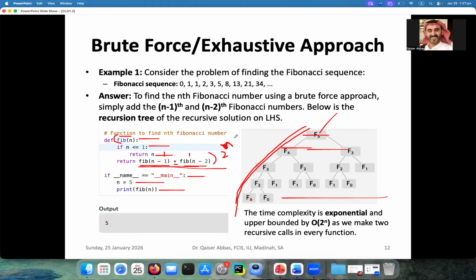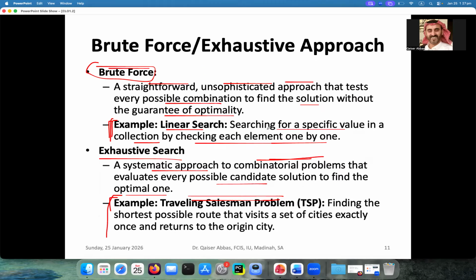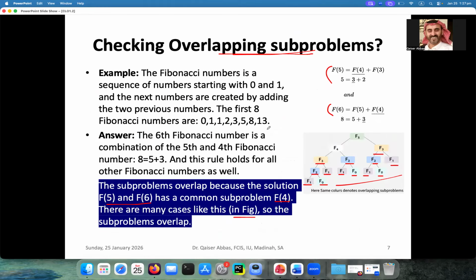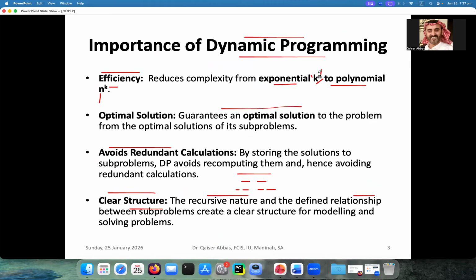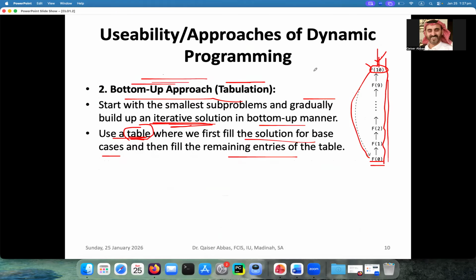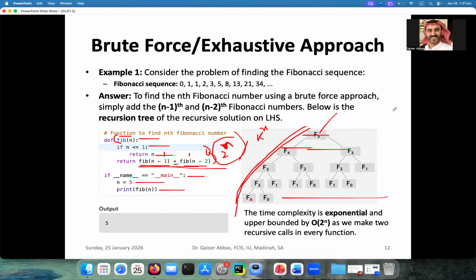And what is this 2 raised power n? If you write it in big O, what does it mean? This is k raised power n. What is this type? This is exponential complexity. If somebody writes it that way, okay, otherwise the answer is this.